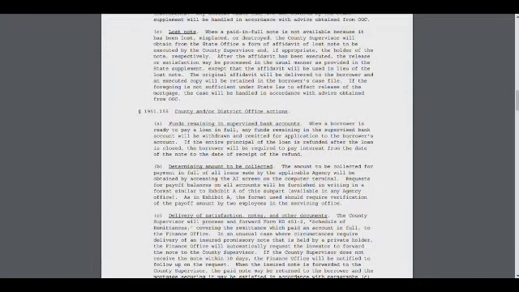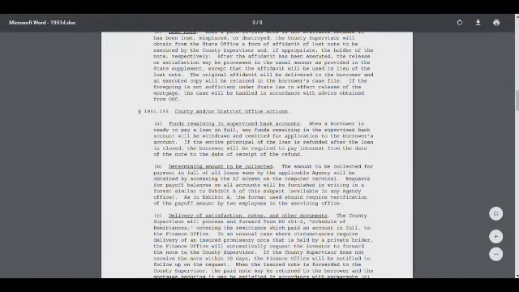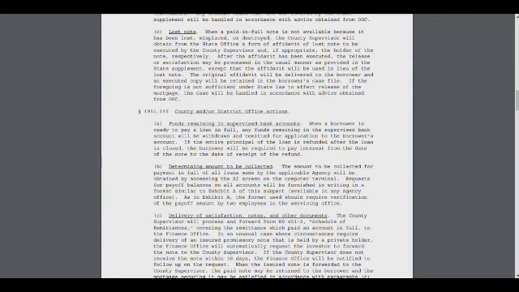B. Determining amount to be collected. The amount to be collected for payment in full of all loans made by the applicable agency will be obtained by accessing the AI screen on the computer terminal. Requests for payoff balances on all accounts will be furnished in writing in a format similar to Exhibit A of this subpart, available in any agency office. The format used should require verification of the payoff amount by two employees in the servicing office.